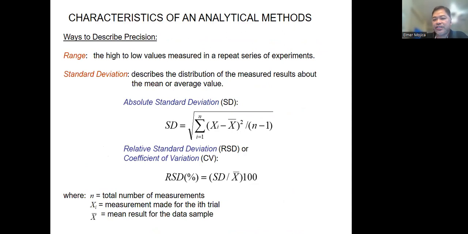Now, how do you describe this range? What we call this precision. So you can have the range. So that is how spread out they are, the lowest and the highest value. And then the one that you can use to really describe the precision, which is standard deviation, which can be absolute or relative. Okay, so both of them describe the distribution of the measured results about the mean or the average value.